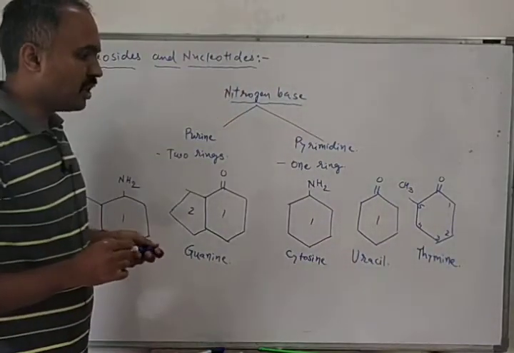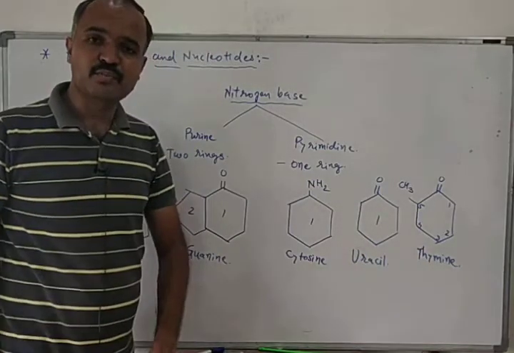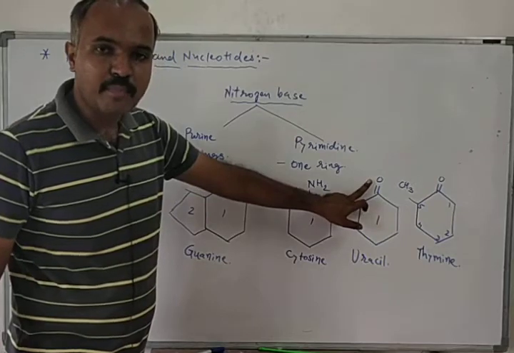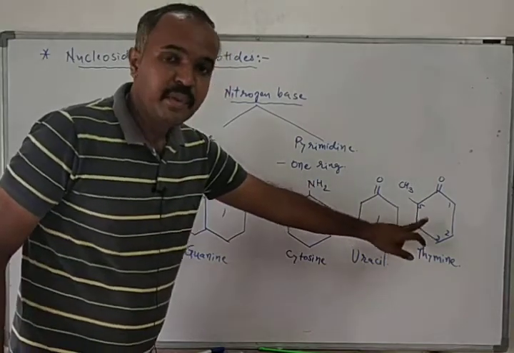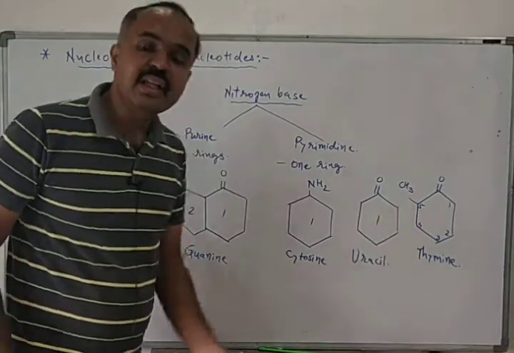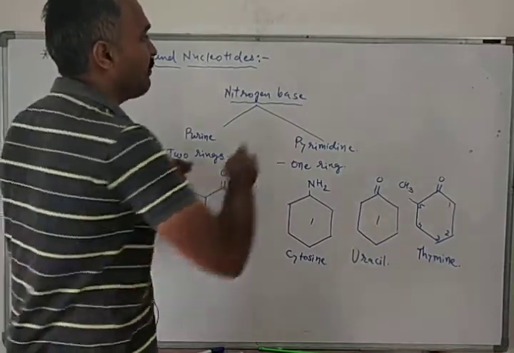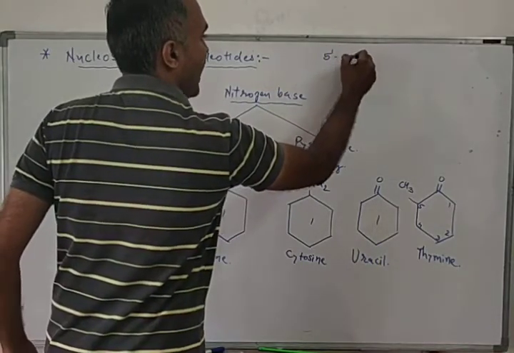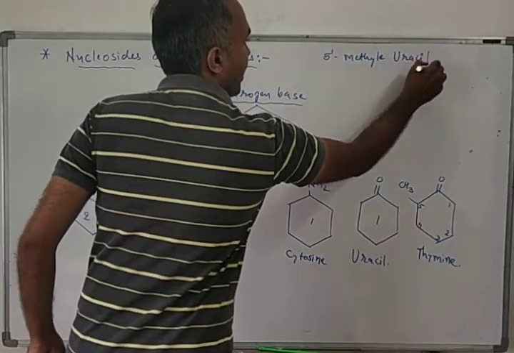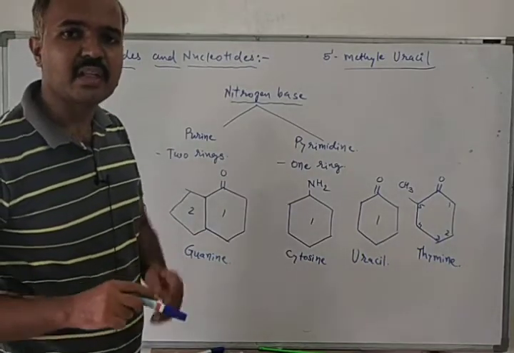Okay. So there is not much difference between uracil and thymine. In uracil, only oxygen is present on the top, whereas in thymine, a methyl group is present at the fifth carbon position. So thymine is also known as 5-methyl uracil. Another name of thymine is 5-methyl uracil.